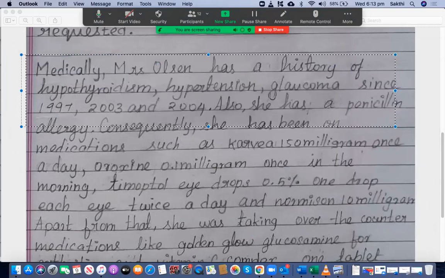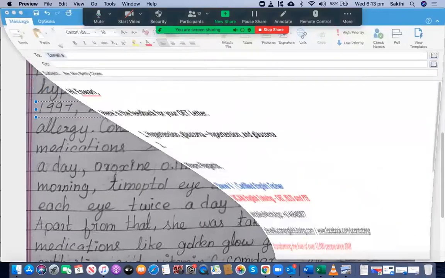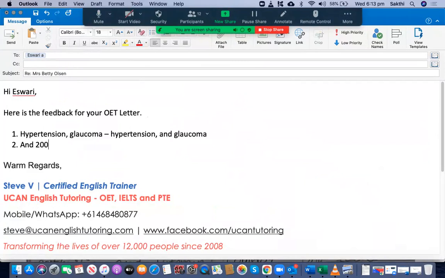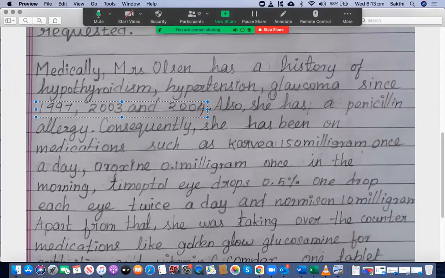Since 1997, 2003, and 2004, you should have used "respectively." It's really important, because when you list out a range of conditions, and if they are from different years, different times, it's better to write down "respectively." So, "and 2004 respectively." Otherwise, it will make the reader confused, and he will not be able to understand what information you wanted to convey. I mean, he doesn't know which one is from which.